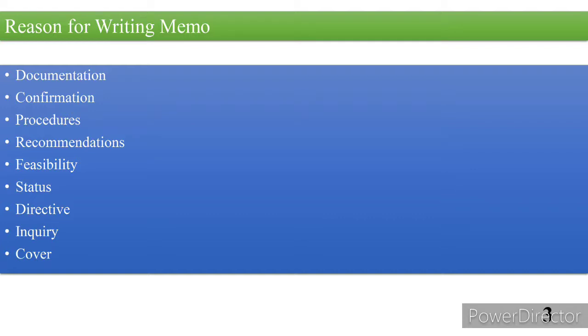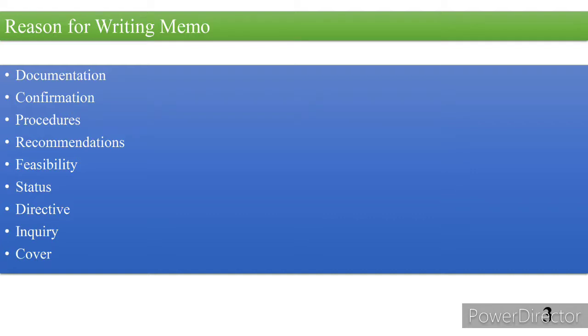The second purpose is confirmation. If you want to disperse information about the meeting agenda, date, time, location, or decisions, you have to convey the decision. For example, if some point or some decision is made in the organization by a decision making body, that information will be communicated through the memo. Especially the meeting agenda is generally communicated for confirmation purposes. So in this situation also we can write memos.